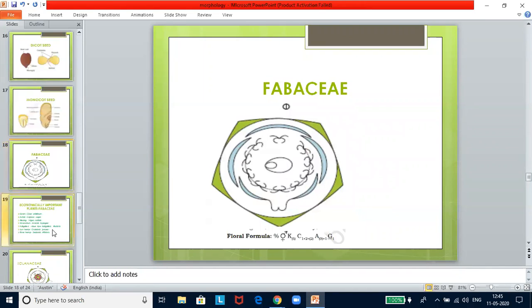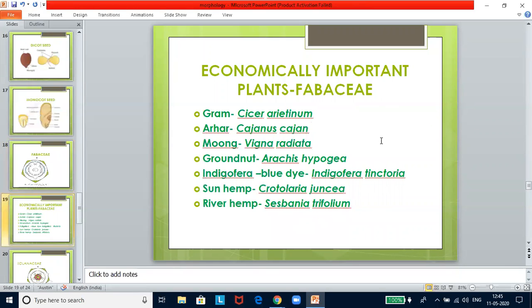This is your Fabaceae. Now the economically important plants I have given, please make a note. This they have asked you to identify. They will not ask you the common names, but they will ask you the botanical names, and that is why I have given you here. If you look at gram, it is Cicer arietinum, Arhar Cajanus cajan, Moong Vigna radiata, groundnut Arachis hypogaea. Indigofera is a dye plant from which you are going to get the blue dye, and that is called botanically Indigofera tinctoria. Sun hemp is Crotalaria juncea, river hemp is Sesbania. So please make a note of this. I give you time.